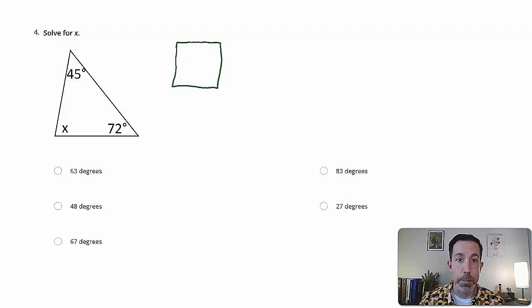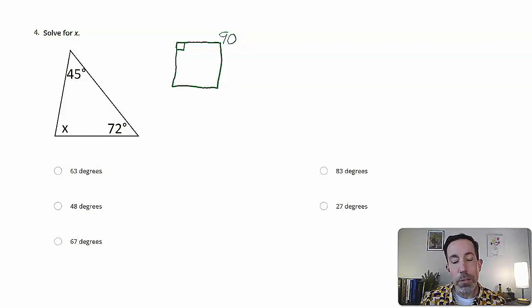I'm going to draw a square. So a square, you might remember, it's a four-sided shape. Each of those angles is 90 degrees. Okay? So I have a good time remembering 90 degrees, right angle, square. Those things in my head just stick.